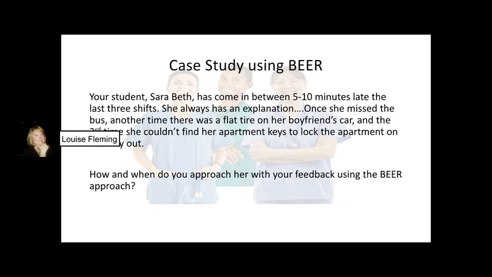Here is a case study using the BEER feedback method. Your student, Sarah Beth, has come in between 5 and 10 minutes late the last 3 shifts. She always has an explanation. Once she missed the bus, another time there was a flat tire on her boyfriend's car, and the third time she could not find her apartment keys to lock the apartment on her way out. How and when do you approach her with feedback using the BEER approach?